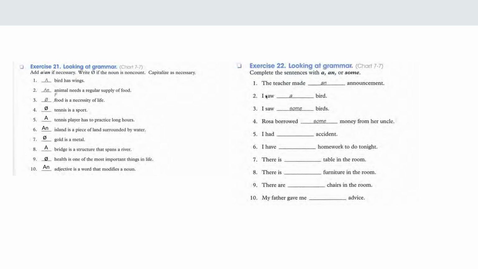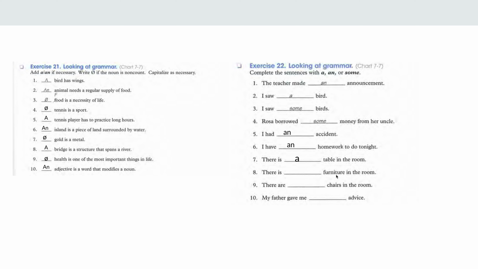And we have the second practice. You can also do it on your own, or we can do it together. The fifth one: I had accident. We know that there's only one accident, so we should use an. The sixth one: I have homework to do tonight. Homework is not countable, so we should use some. The seventh: There is table in a room. There's only one table, so we should use a. The eighth one: There is furniture in the room.